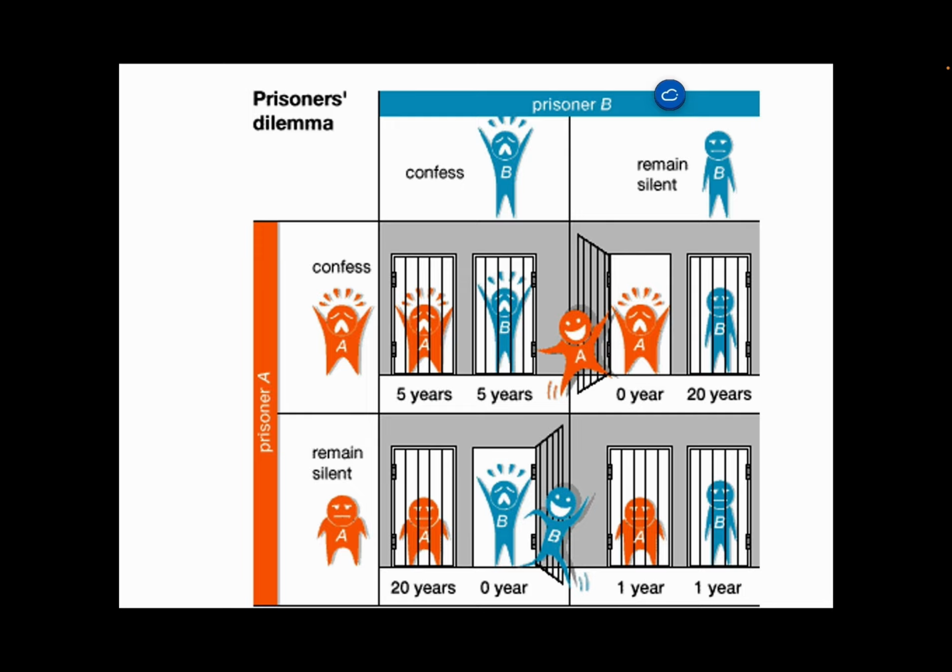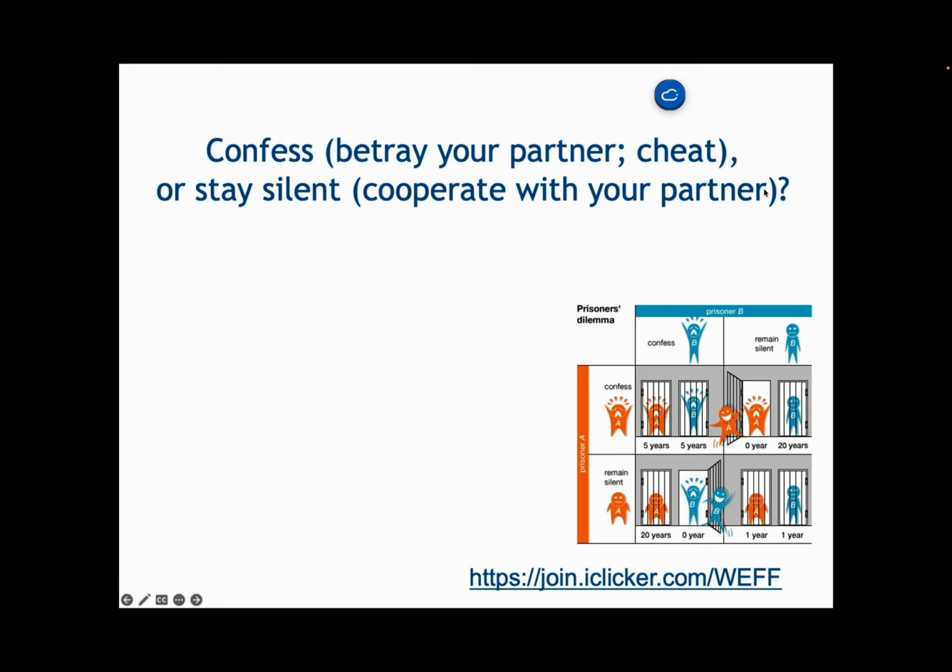So the point being that for each of these players, both A and B, the payoff for cooperating with their partner is not as good as the payoff for betraying their partner. So we're going to try this now in a little clicker exercise and see what you guys would do facing the prisoner's dilemma. So again, you can either be sort of mean and selfish and betray your partner, we call that cheating or confessing, or you can stay silent and not throw your partner under the bus.